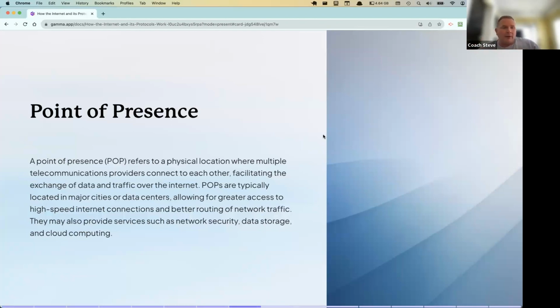They will offer other things, not just direct access to the internet. You can see at the bottom, a point of presence provider often provides additional services like security and data storage and very small scale cloud computing services. They serve larger geographic areas than a wide area network would, but still not that big. We're still not up to the global internet yet.